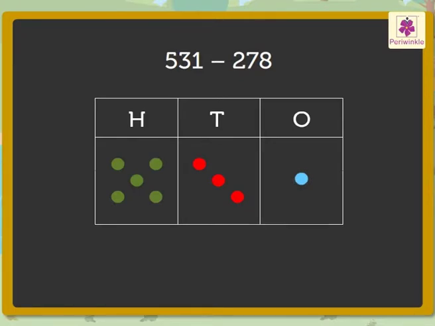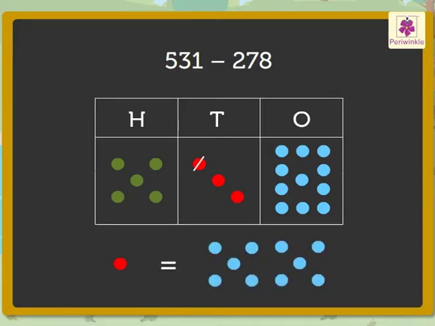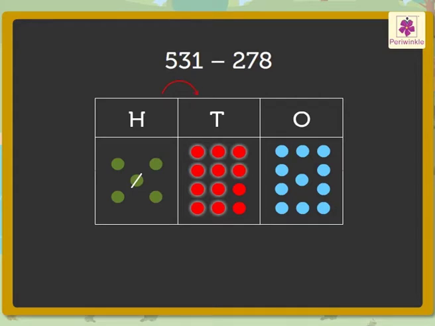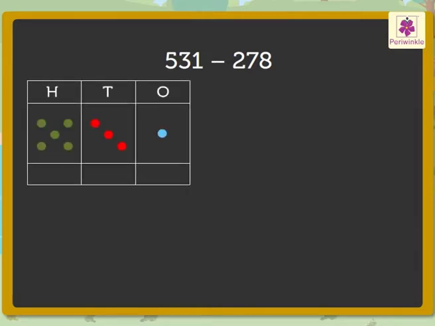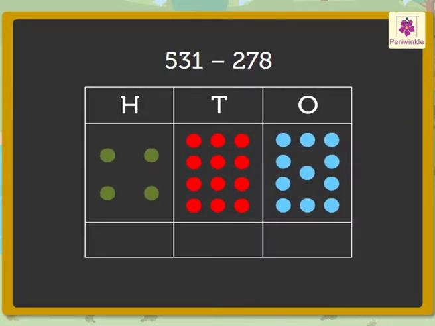We cannot subtract 8 from 1. So, we regroup one red dot to 10 blue dots, as we already know that one red dot is equal to 10 blue dots. Now look, there are 2 red dots in the tens column, and we need to cancel 7 red dots. We cannot subtract 7 from 2. Hence, we regroup one green dot to 10 red dots, as we already know that one green dot is equal to 10 red dots. So, now we represent 531 with dots like this.